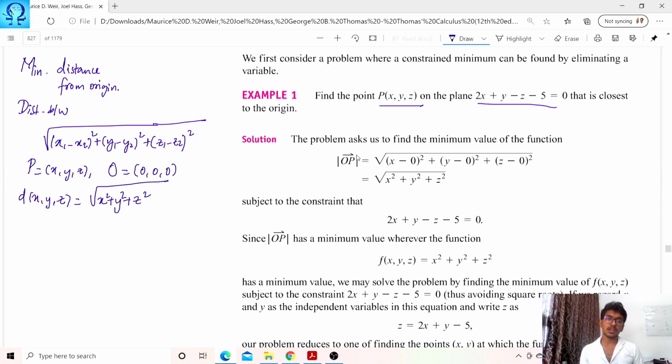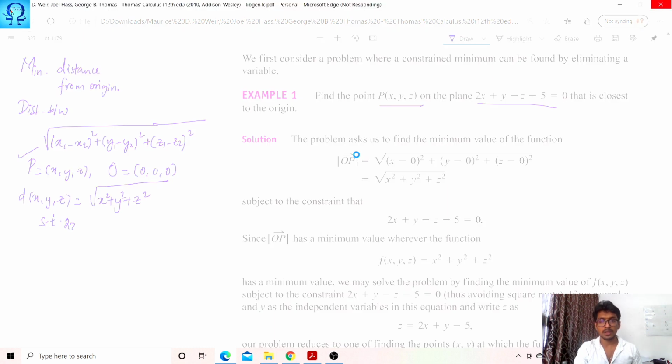Where can you take this point P? This point has to be taken from this plane, because you are going to find a point on the plane which is closest to the origin. So you will have to find the minimum value of this distance such that your (x, y, z) is on the plane. So on this plane only you will have to take it: 2x plus y minus z minus 5 is equal to 0. That is the plane in which you will have to take the point.